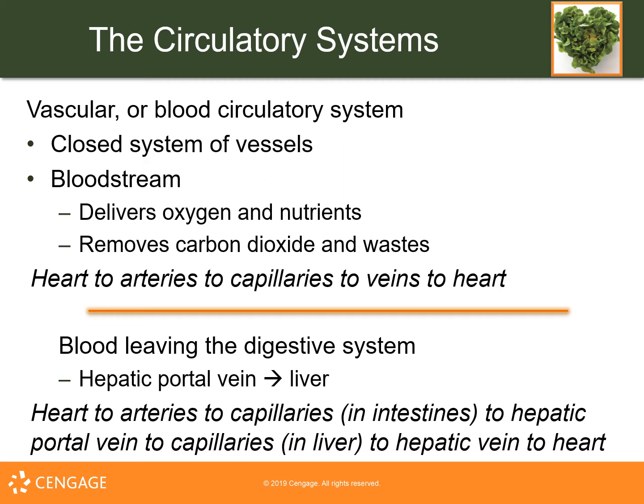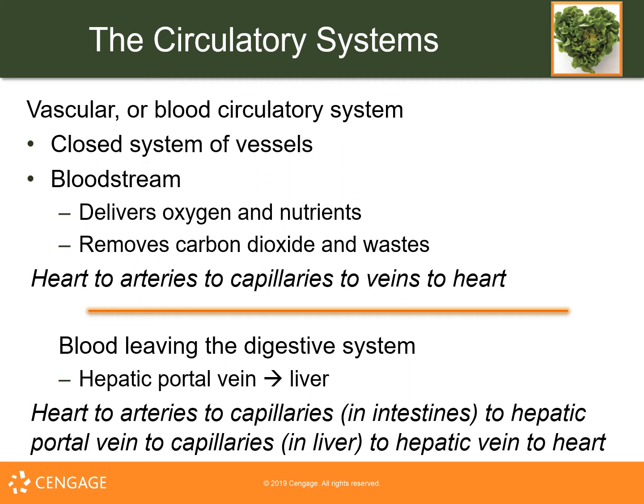The circulatory systems. You have the vascular or blood circulatory system. It's a closed system of vessels, and the heart is the pump. Bloodstream. Delivers oxygen and nutrients. Oxygen comes from the lungs. Nutrients come from your digestive system. It also removes carbon dioxide and waste.